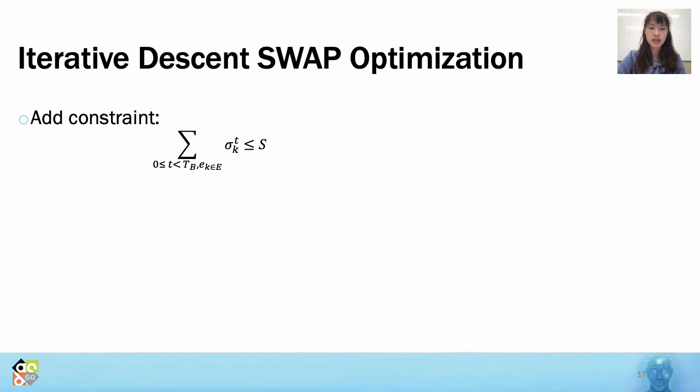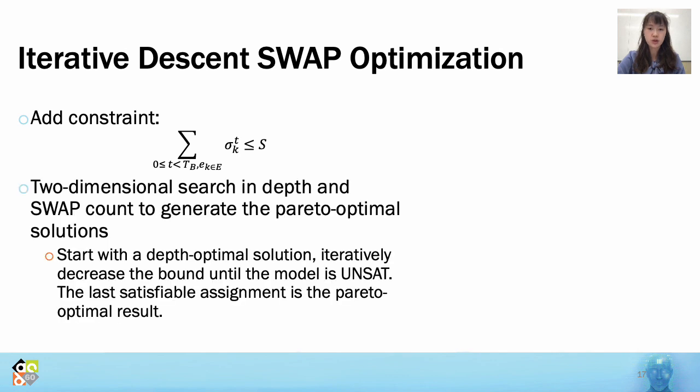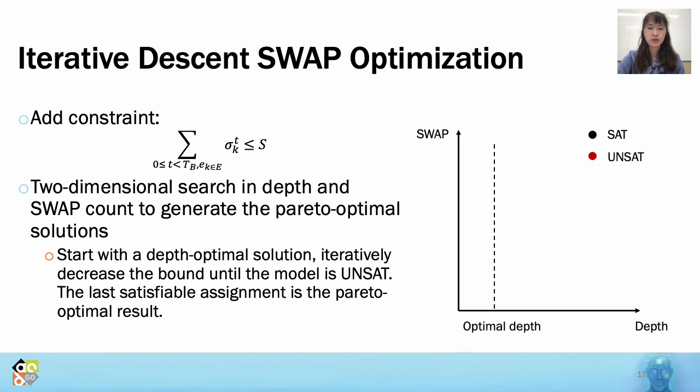For swap optimization, we have the cardinality constraint to restrict the number of swap variables to be true. We will perform a two-dimensional search in depth and swap count to generate the Pareto optimal solutions. This figure shows an example of our search process.